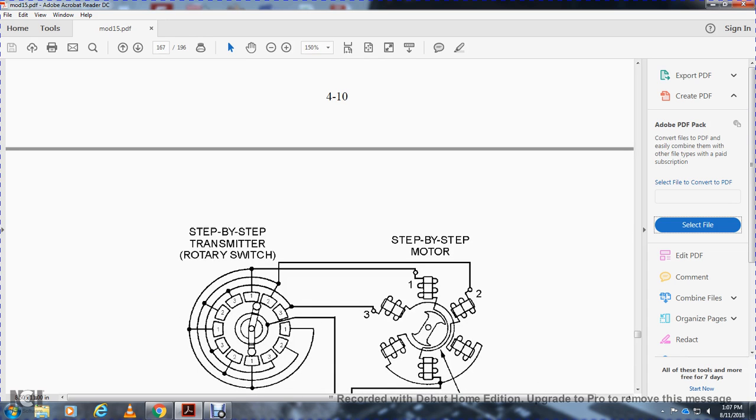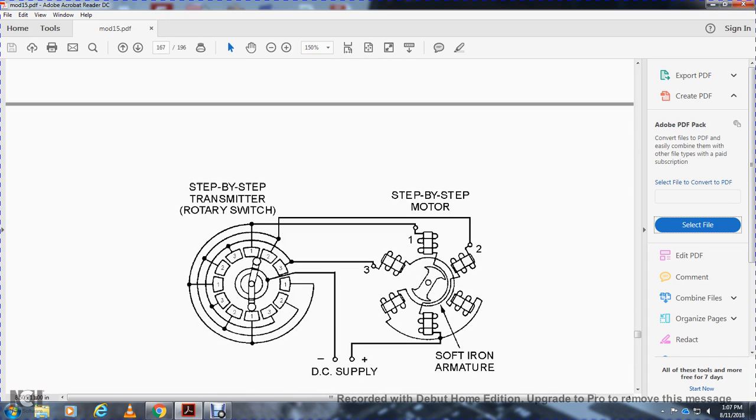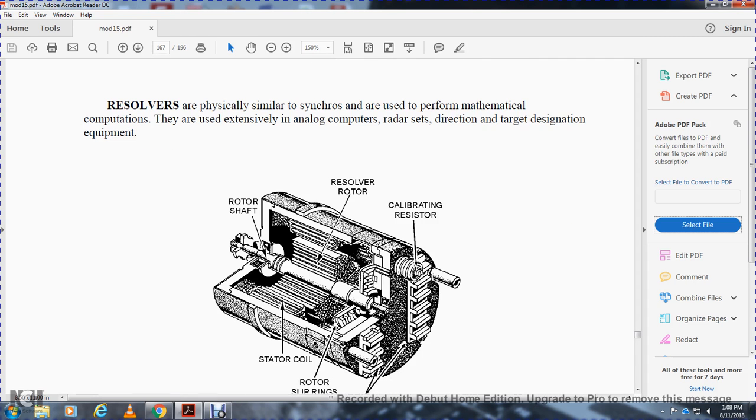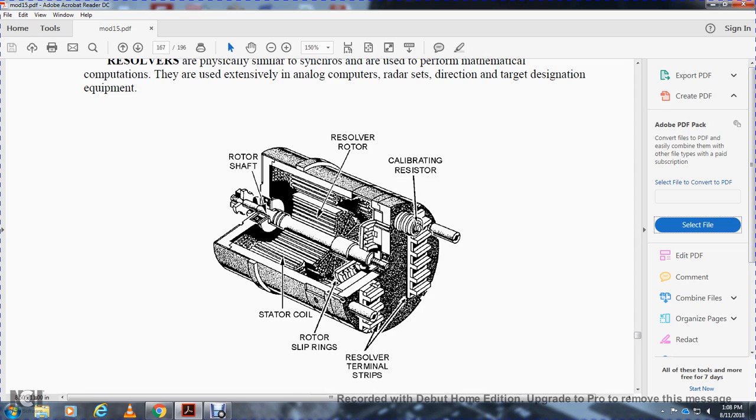So the step-by-step transmitter, rotary switch, step-by-step motor with the soft iron armature of the DC supply, resolve of the physical arm, cylinder load with the synchro of the UV, the proper form, mathematical communicate for the extensively analog computers, radar set the direction, letter designation equipment. So the rotor shaft, the stator coil, the rotor resolver, rotor, the rotor spring, slip rings, the calibrating resistor, resolver, terminal strips.